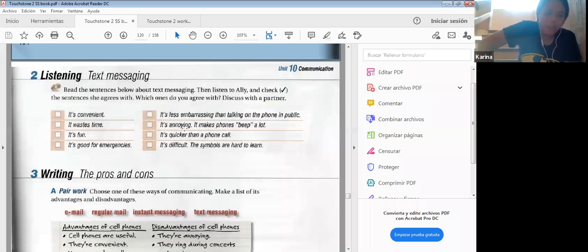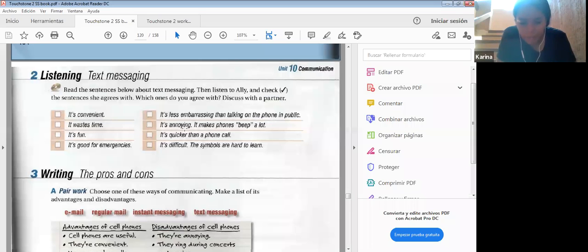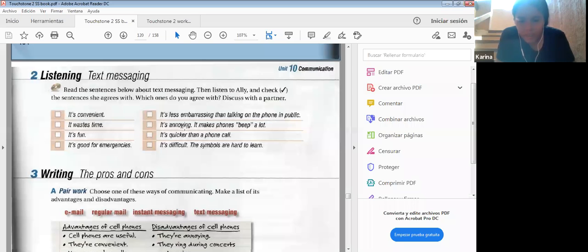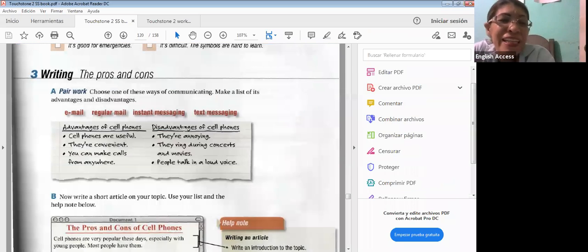It's good for emergencies. It's convenient. It's quicker than phone calls. It's less embarrassing than talking on the phone in public. Yes, you are right. Okay, exercise 3, we have the writing.